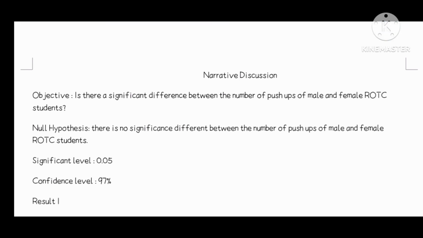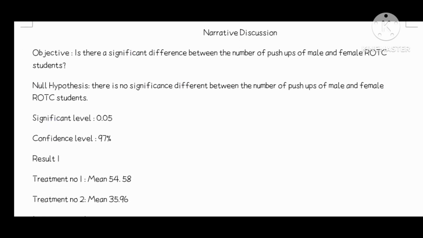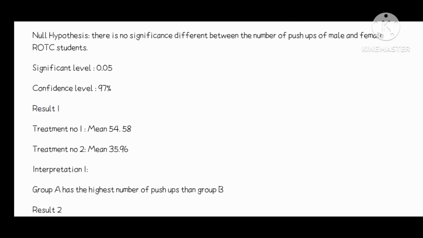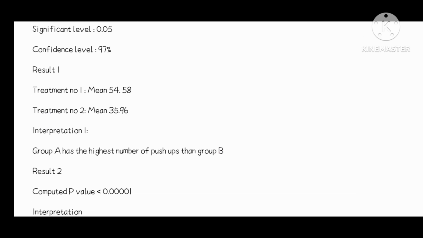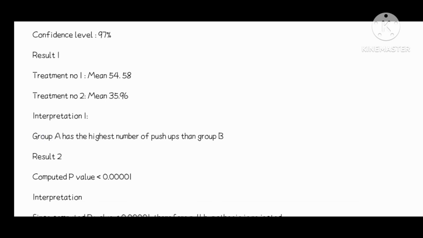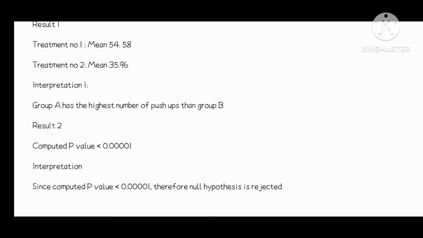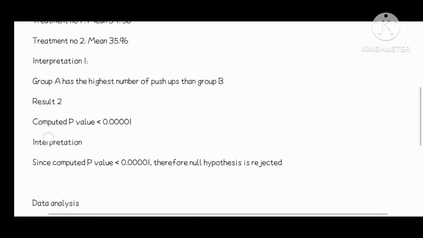So the narrative discussion. Objective: is there a significant difference between the number of push-ups of male and female ROTC students? The null hypothesis: there is no significant difference between the number of push-ups of male and female students. The significance level is set to 0.05. The confidence level is 97%. The result for number 1: the mean for Treatment 1 is 54.58 and the mean for Treatment 2 is 35.96. Interpretation for number 1: Group A has a higher number of push-ups than Group B.